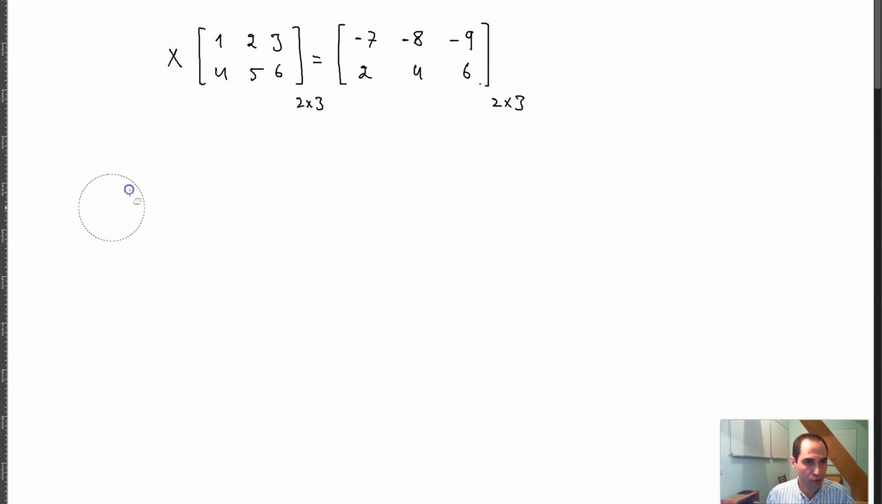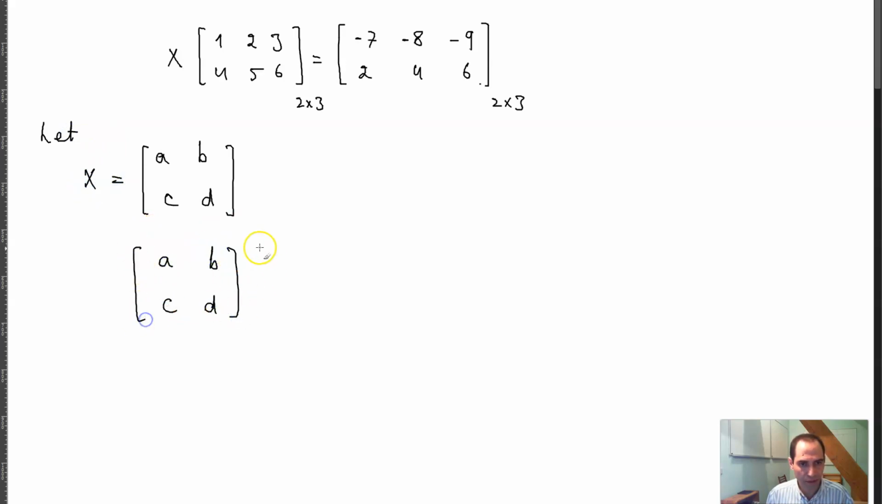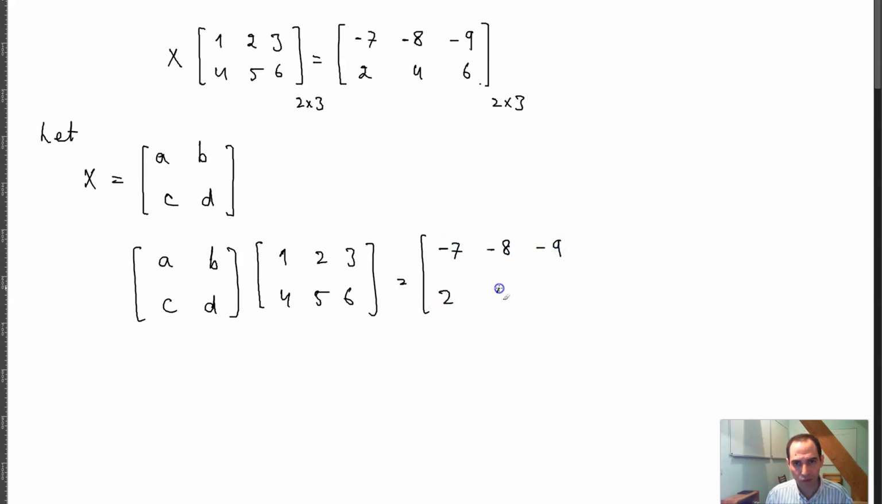I define a 2 by 2 matrix as, for example, instead of X I write A, B, C, and D, and you can say that let X be equal to this matrix. Therefore, you can write A, B, C, and D times this matrix 1, 2, 3, 4, 5, and 6 is equal to negative 7, negative 8, negative 9, and 2, 4, and 6. And then you can do the calculation.